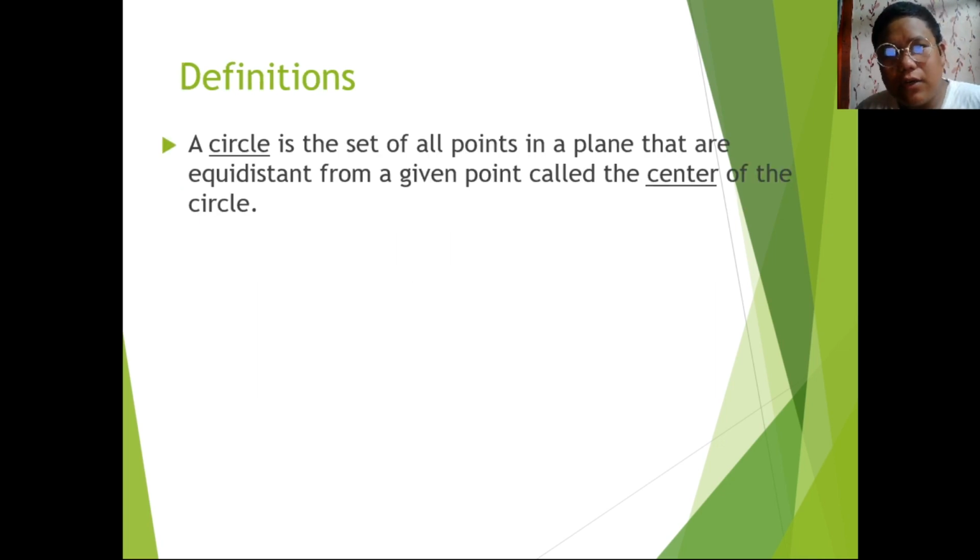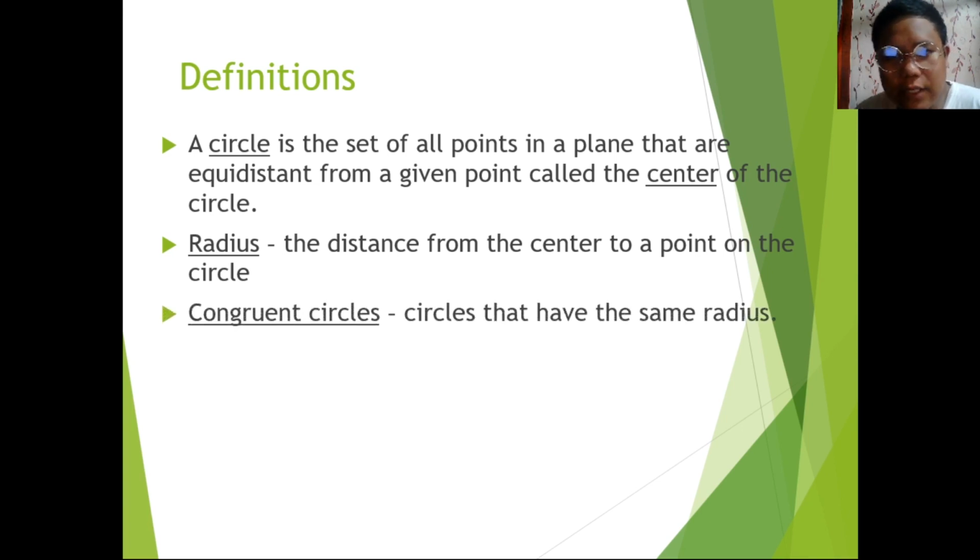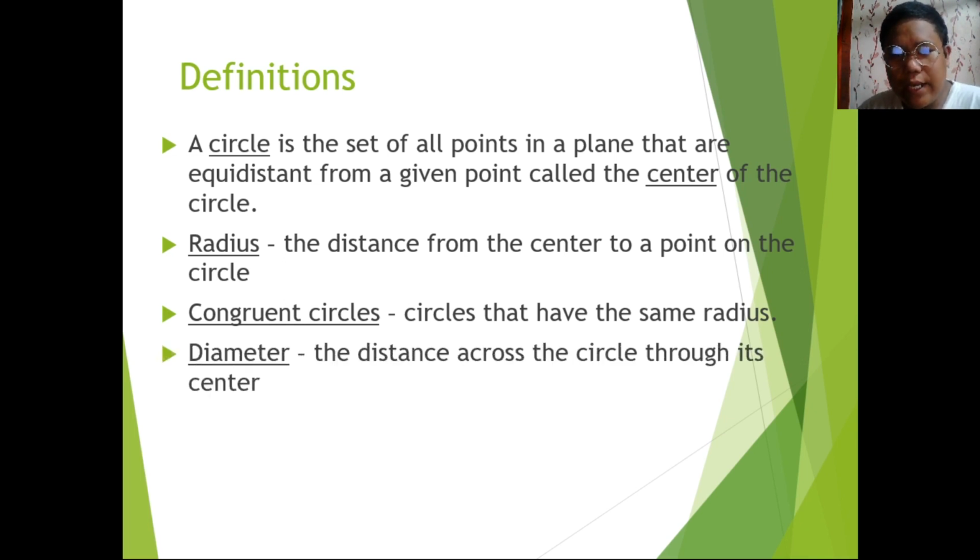A circle is the set of all points in a plane that are equidistant from a given point called the center of the circle. Next is the radius, which is the distance from the center to a point on the circle. Congruent circles are circles that have the same radius, and the diameter is the distance across the circle through its center.